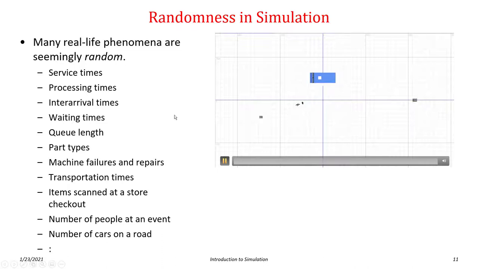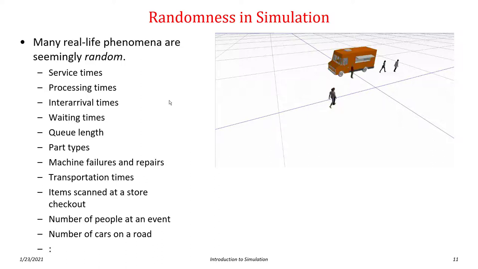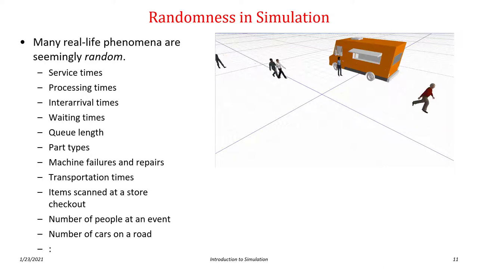As we watch that, there are many real-life phenomena that are random. I just have a list here of things that are seemingly random: service times, process times, inter-arrival times, waiting times, queue lengths, and so on. All in a real system, especially when we abstract this system, appear to behave randomly.